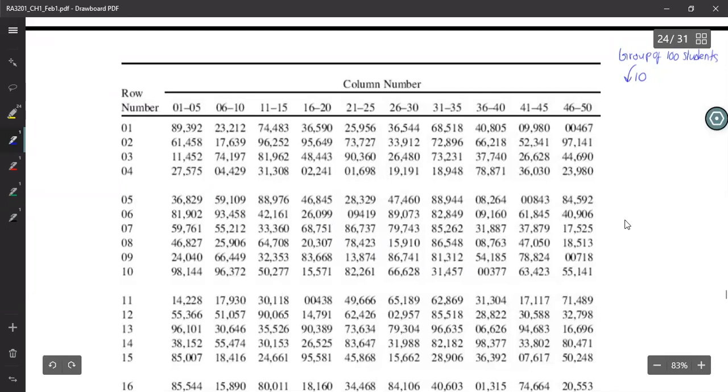Now, if you want to use this random number table, you have to find the numbers for these 100 students and then pick them randomly. This is how you are going to do it. Before we see how you select, first let's look at this table. In each column you see 5-digit numbers.